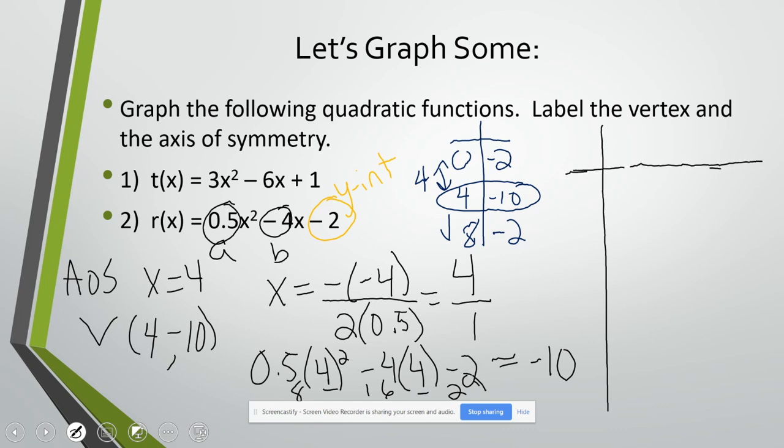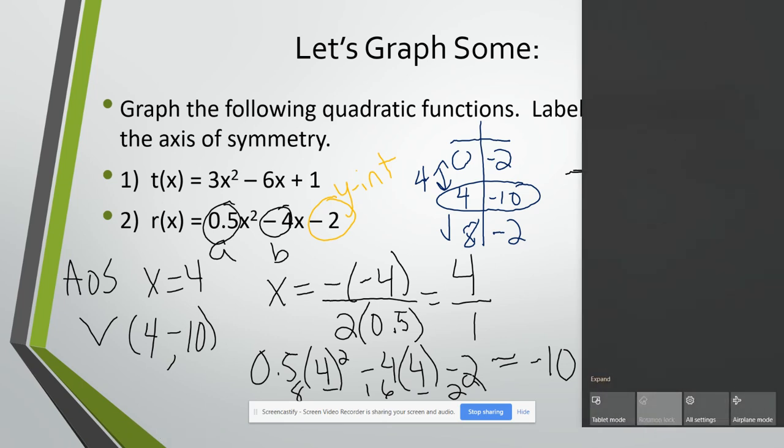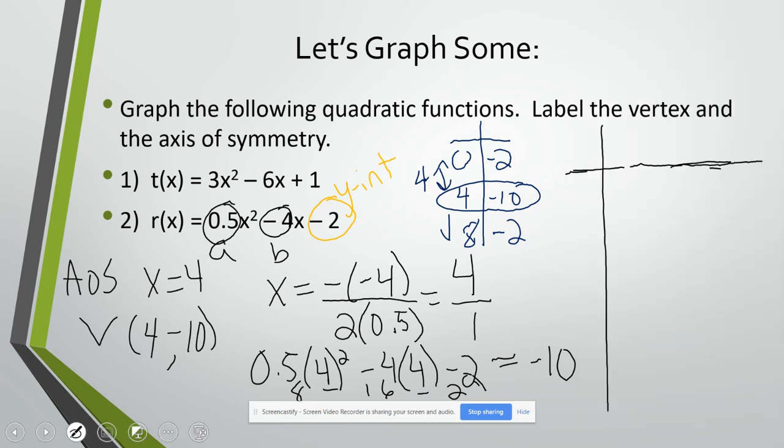Sketching my graph. Oops. All right. Sorry about that. That's 4, 5, 6, 7, 8, 9, -4, -8, -11. All right.